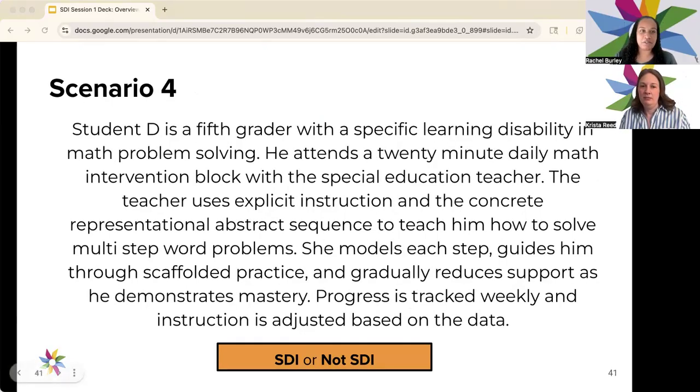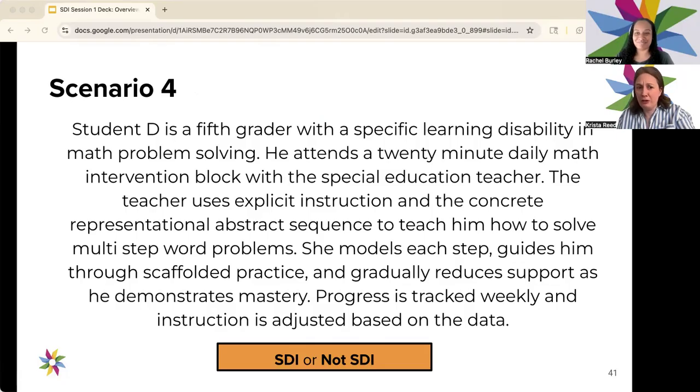Scenario 4. Student D is a fifth grader with a specific learning disability in math problem solving. He attends a 20-minute daily math intervention block with the special education teacher. The teacher uses explicit instruction and the concrete representational abstract sequence to teach him how to solve multi-step word problems. She models each step, guides him through scaffolded practice, and gradually reduces support as he demonstrates mastery. Progress is tracked weekly, and instruction is adjusted based on data. Is this SDI or not SDI?